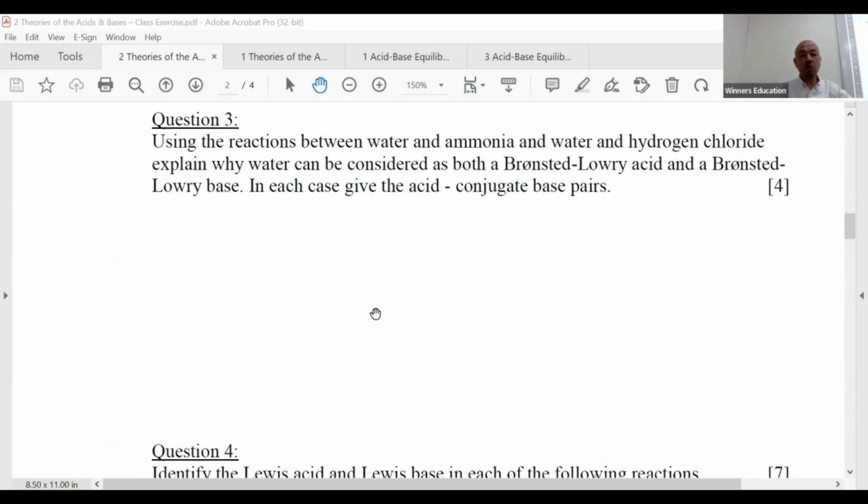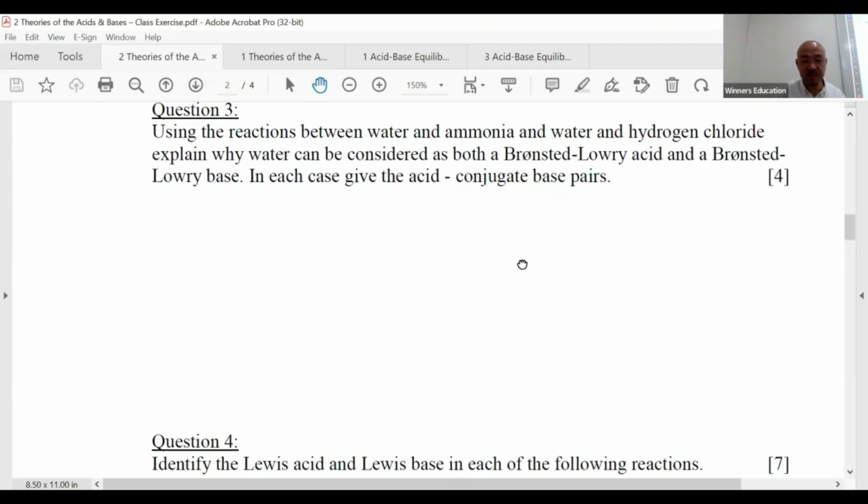Using the reactions between water and ammonia and hydrogen chloride and water and hydrogen chloride, explain why water can be considered as both a Bronsted-Lowry acid and a Bronsted-Lowry base. In each case, give the acid conjugate base pair. So where are we? We are in Bronsted-Lowry itself. So the whole question had to do with the Bronsted-Lowry concept only.